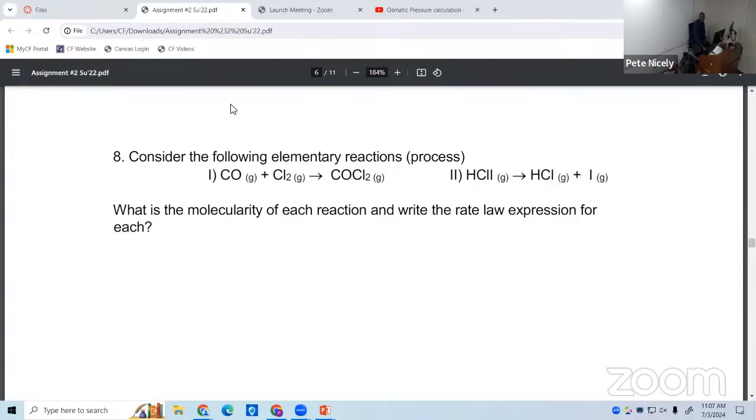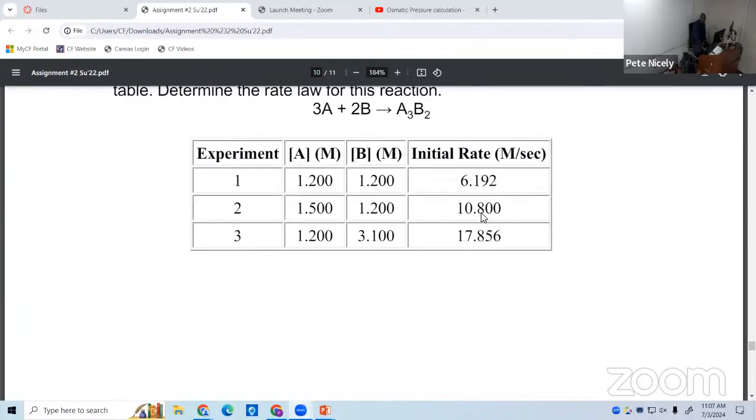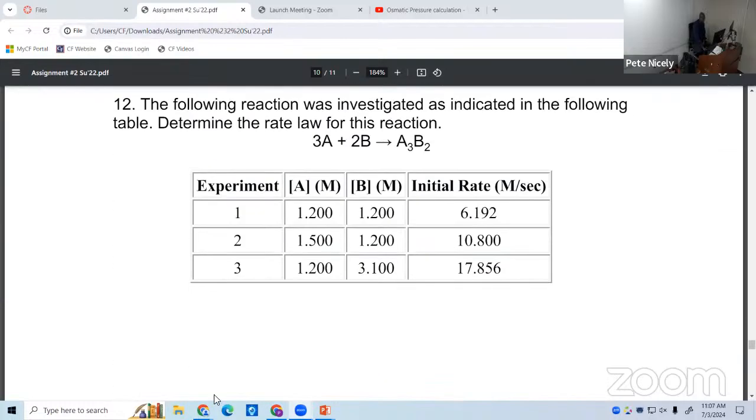How about you guys out there in Zoom? Oh, let me see here. Oh, okay, somebody said number 12. Number 12 is the rate law one, okay.